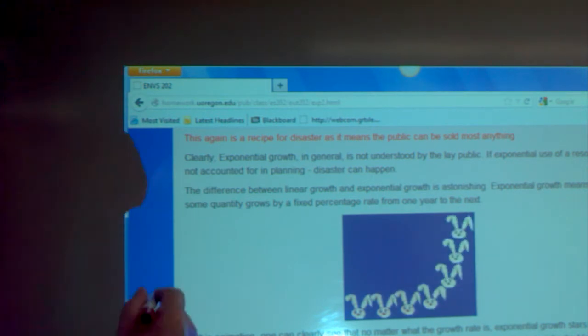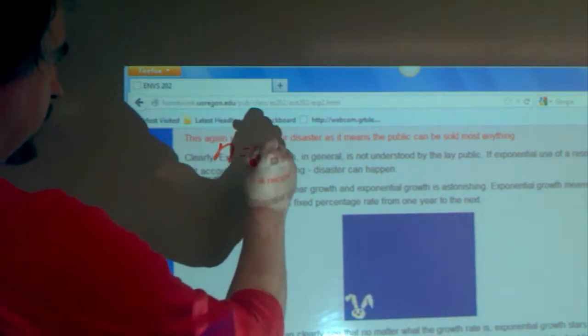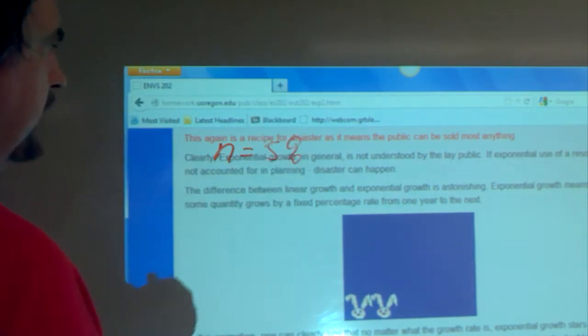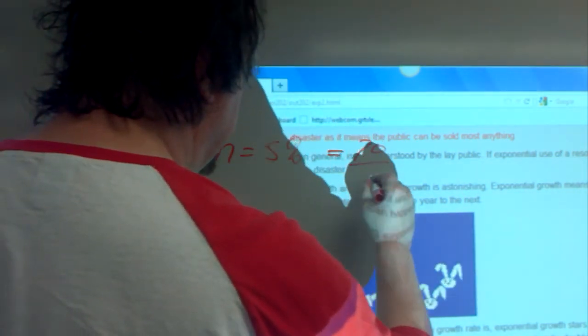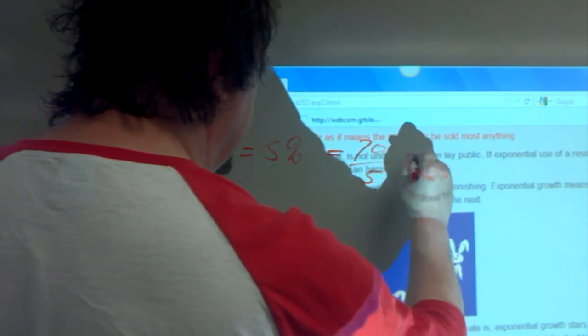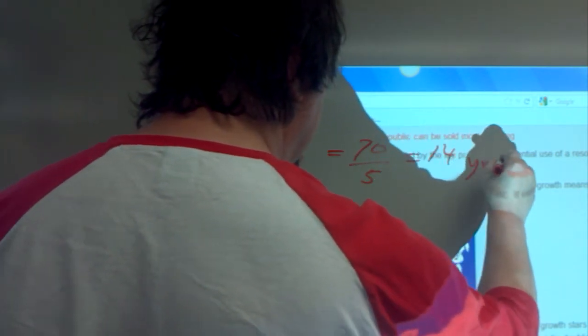So if the percentage growth rate n equals 5%, then the amount of time it takes for the resource used to double is equal to 70 divided by 5 equals 14 years. When we do any future estimates for resource management and the like, we only care about using doubling times.